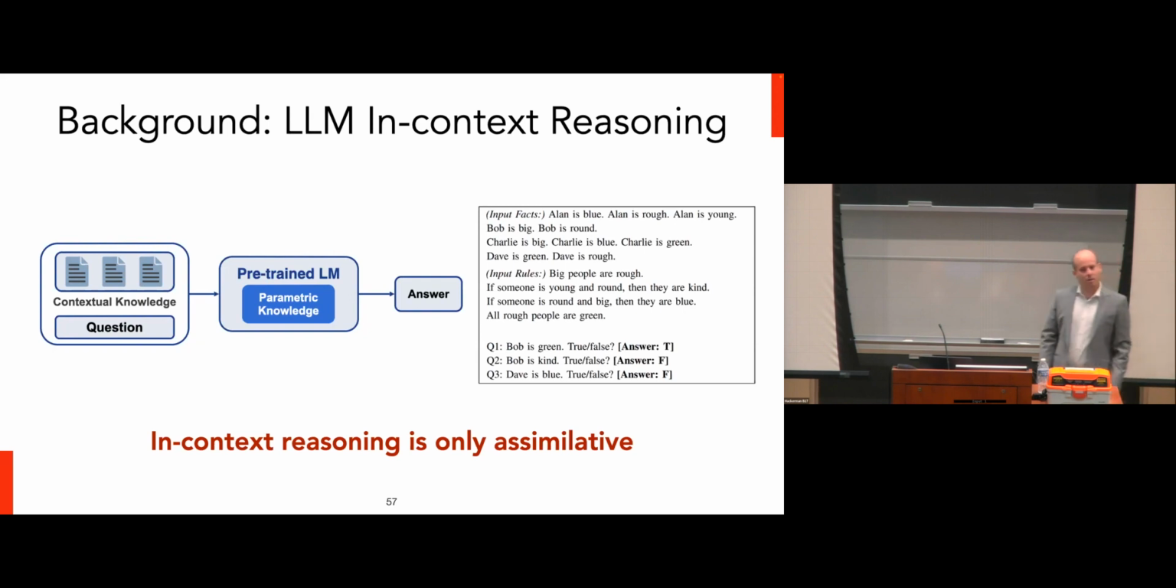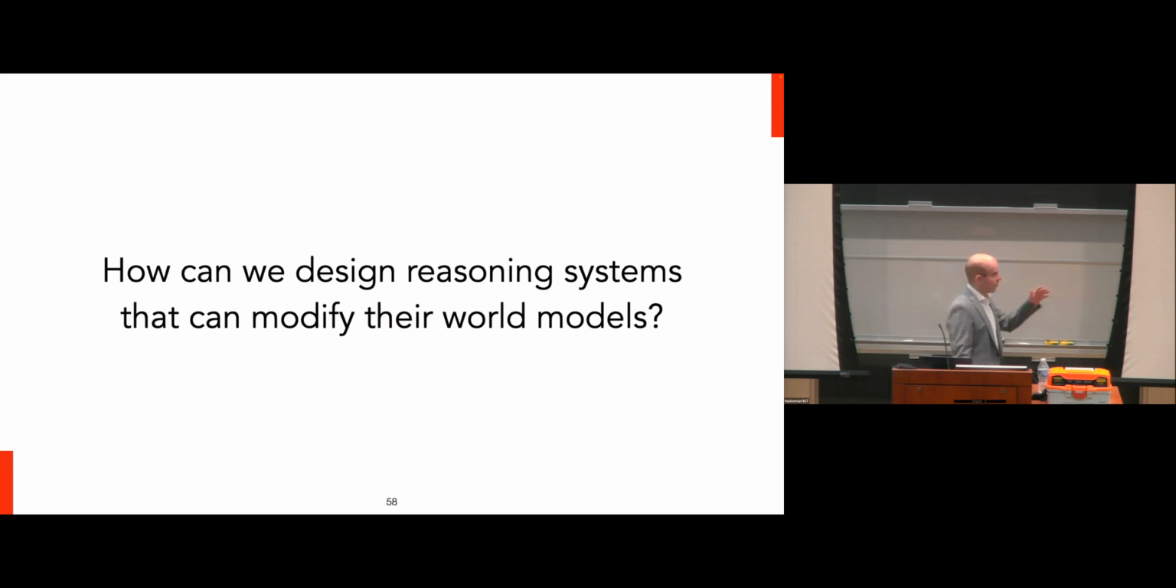Chain of thought reasoning also works this way, where even though you're generating the knowledge that you need to do the reasoning process to arrive at the answer, it's still only assimilative in that the world model of that language model remains the same. Its parameters remain static. So the question we're trying to answer is, how can we design reasoning systems that modify the world models as well?